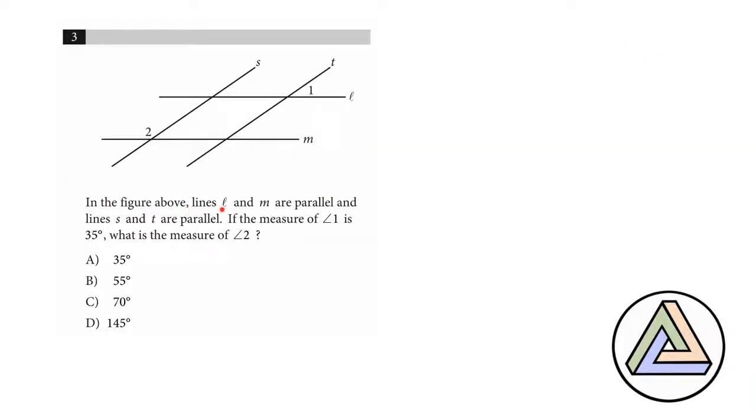All right, in the figure above, lines L and M are parallel and lines S and T are parallel. So the things that look parallel are parallel. If the measure of angle 1 is 35, what's the measure of angle 2?